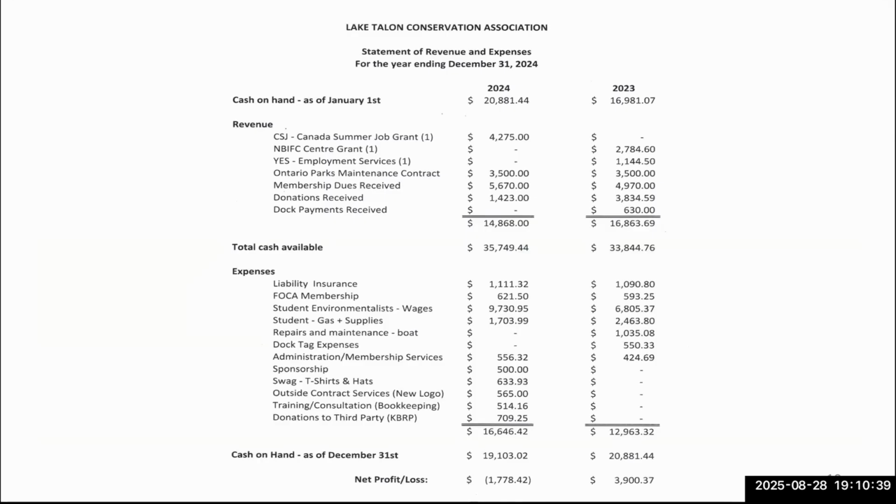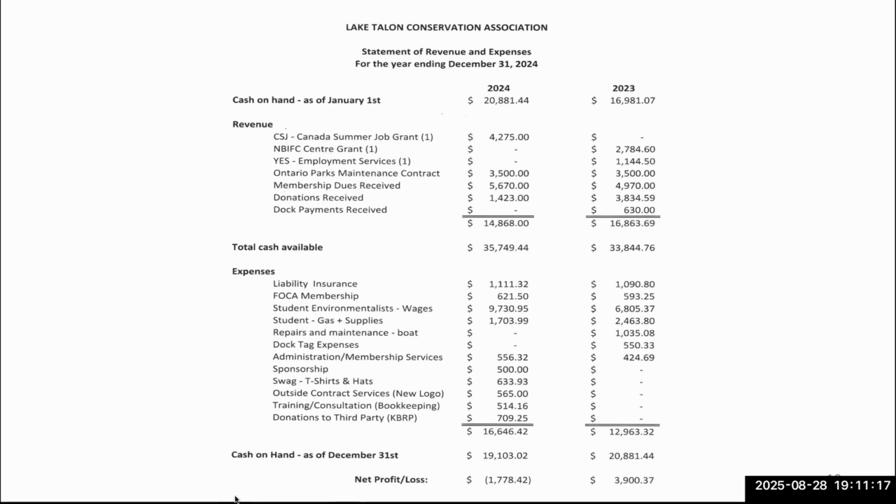So in 2024, we started the year on a good solid footing with just over $20,000 in the bank. We hired 2 students, Landon and Marcus, who worked 30 hours a week, and they were paid $17 an hour. Our funding came from the Canada Summer Jobs Grant for one position. And then we had Ontario Parks at $3,500. And then we had our membership dues and donations that were received. So our revenue for 2024 was $14,868.